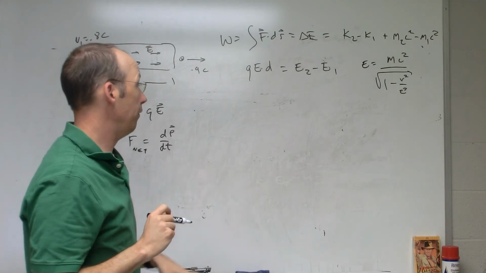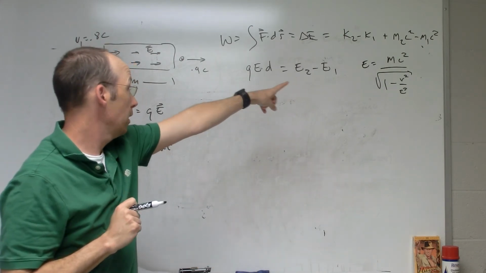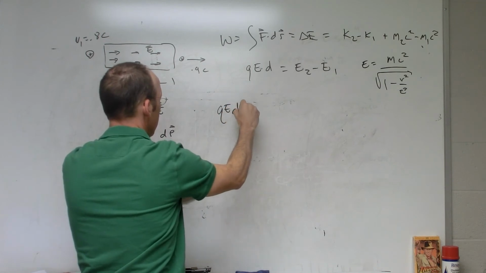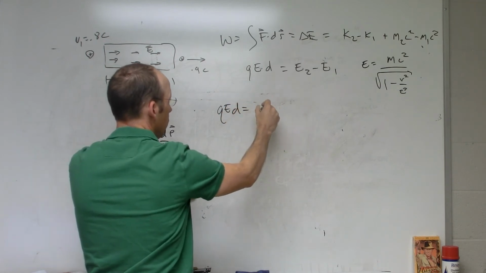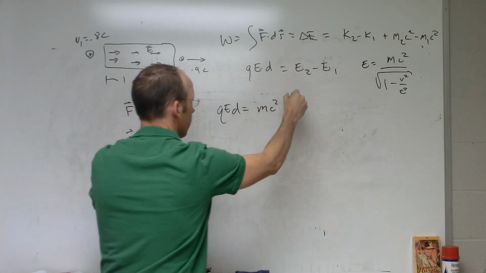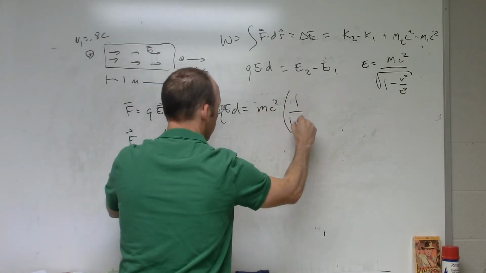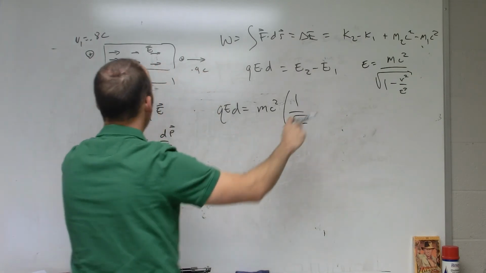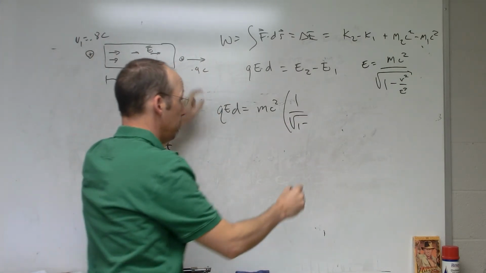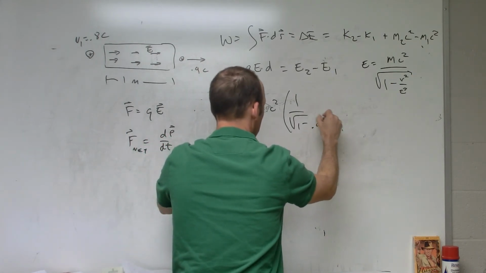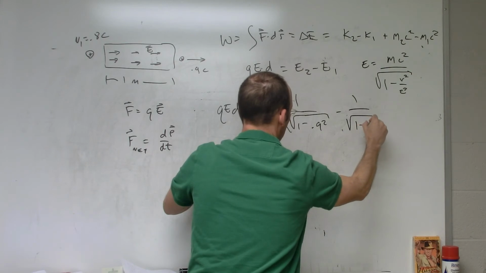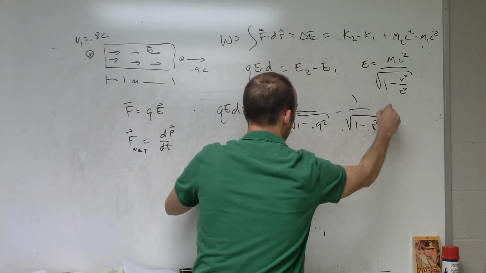So let's just put in my values for the velocities, and put it all together. Q, E, D equals E2, where I'm going to have this mc squared for both terms. 1 over the square root of 1 minus, now I have 0.9 c squared over c squared, so it's just going to be 0.9 squared. Minus 1 over the square root of 1 minus 0.8 squared.